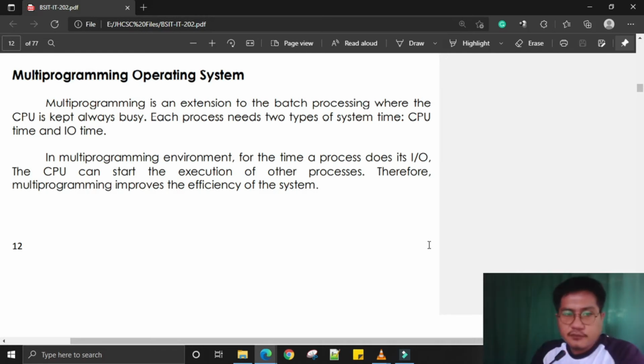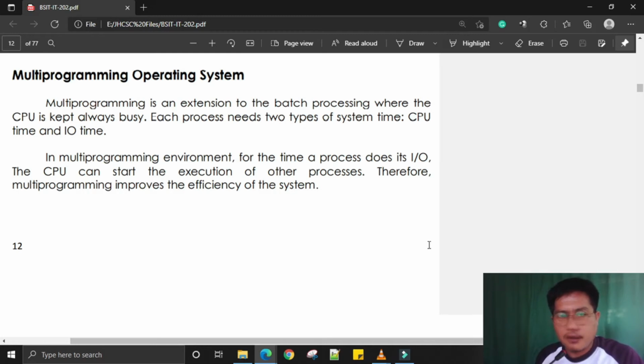In a multi-programming environment, for the time a process does its I/O, the CPU can start the execution of other processes. Therefore, multiprogramming improves the efficiency of the system as far as time is concerned. So if we make a comparison between batch processing and multiprogramming, although multiprogramming belongs to batch processing, there are some small changes.